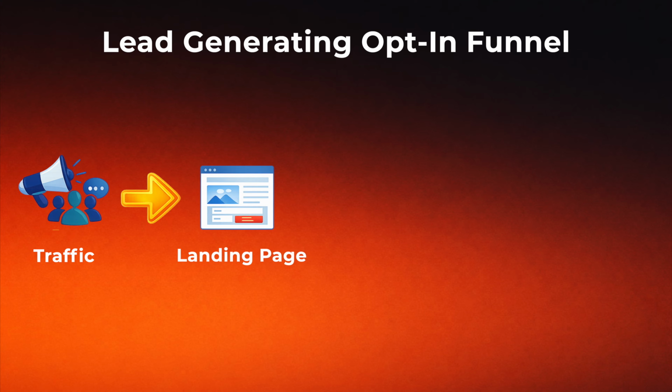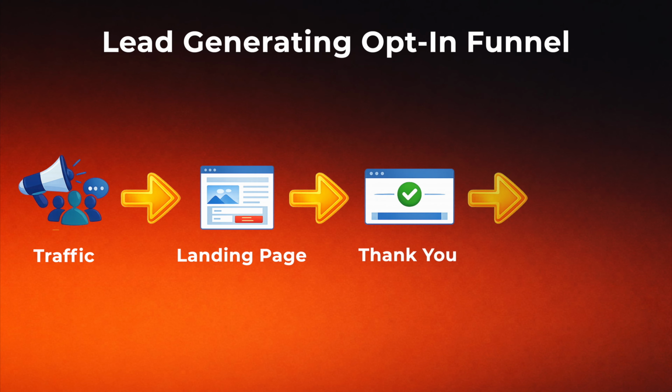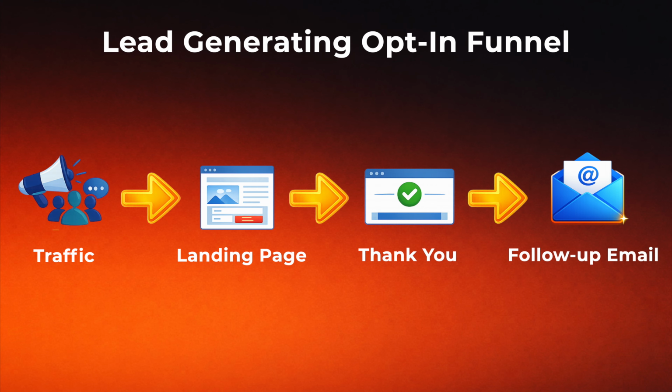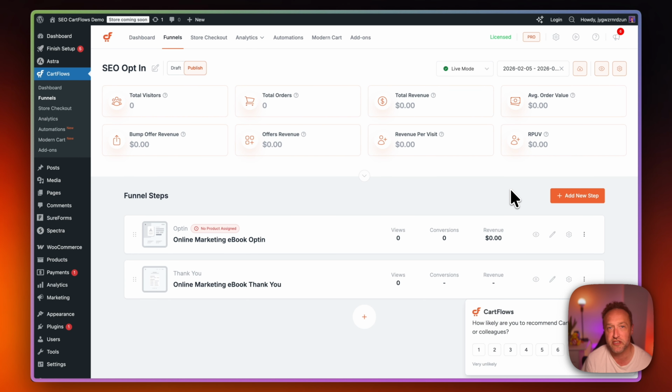which is where they're going to opt in. They then get the thank you, and then there'll be a follow-up email. And of course, those emails can be sent from whichever email provider you like to use. Maybe it's MailChimp, maybe it's Omnisend, maybe it's ConvertKit, whatever you like. So let's start by setting up our opt-in landing page, which is this first step here.